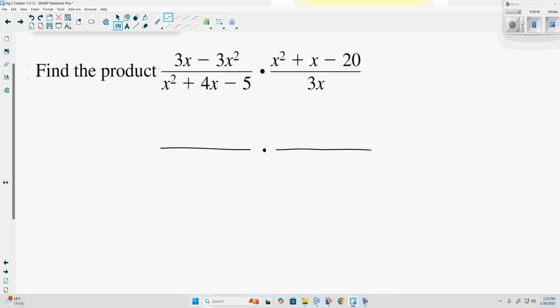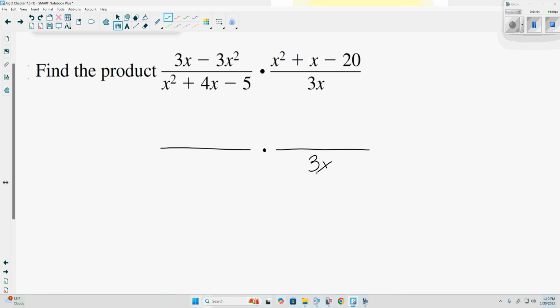Now again, I would look for whichever one's going to factor the easiest first. I would go with 3x. It's a single term. There is no greatest common factor. There's nothing we can do to 3x. It is just 3x.